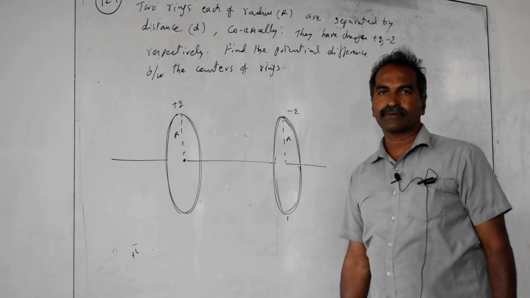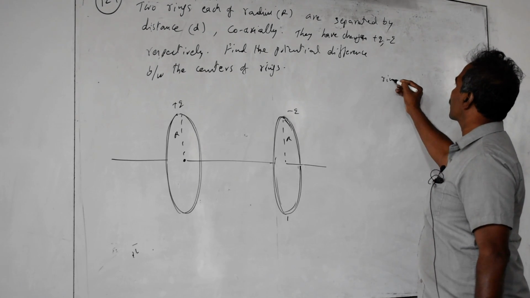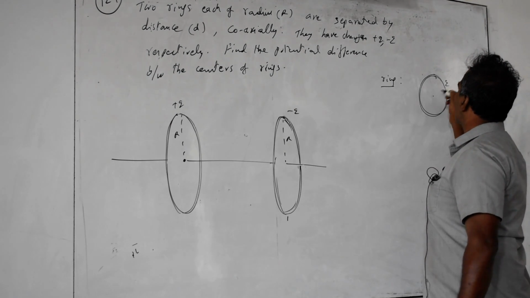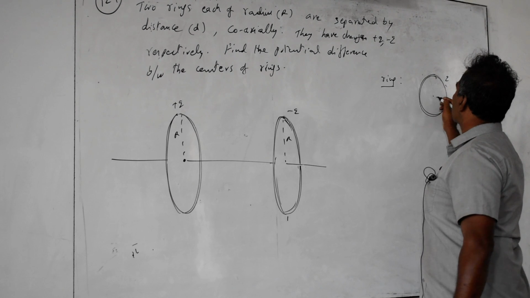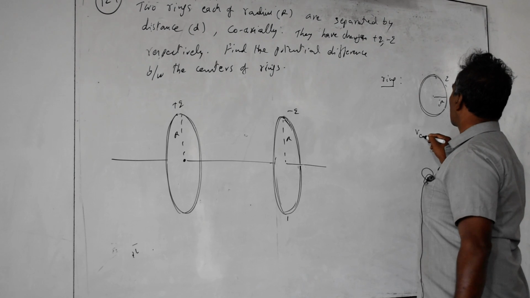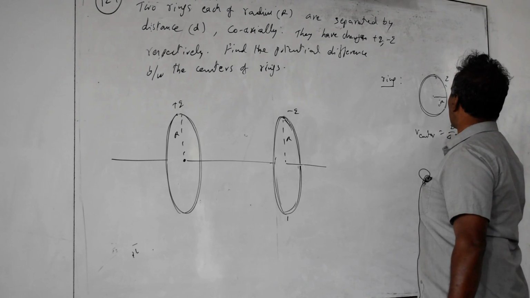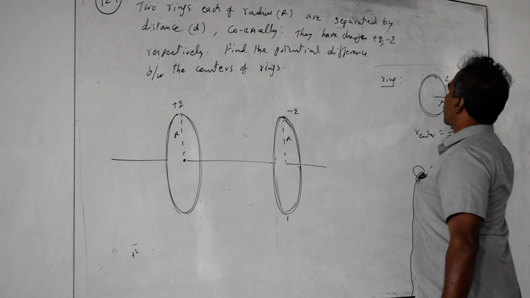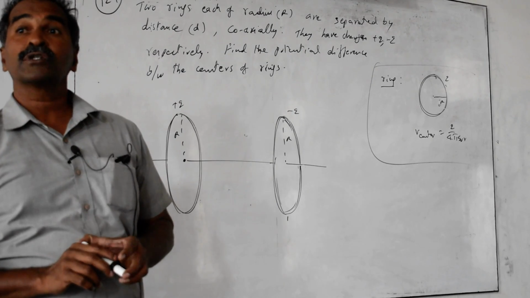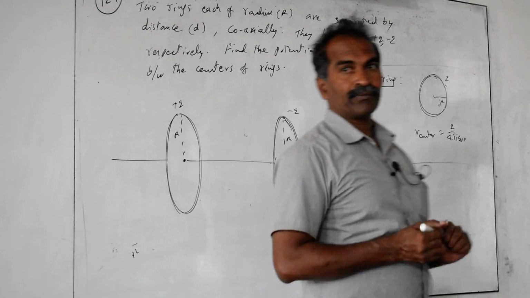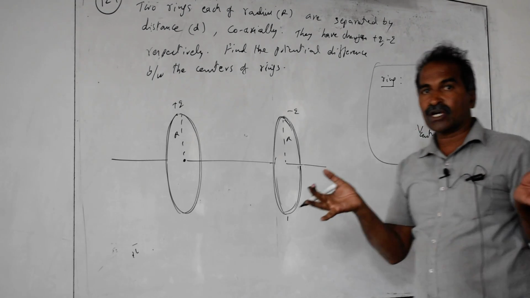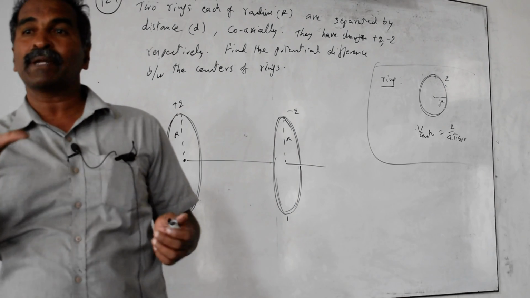For a ring, what is the potential at the center? If you take a ring with a charge q and radius r, V center equals q by 4 pi epsilon into r. Please remember this point. At the center of the ring the potential is q by 4 pi epsilon r, but the electric field at the center of the ring is 0. It is similar to the sphere, where the charge on the surface makes the potential the same everywhere inside.